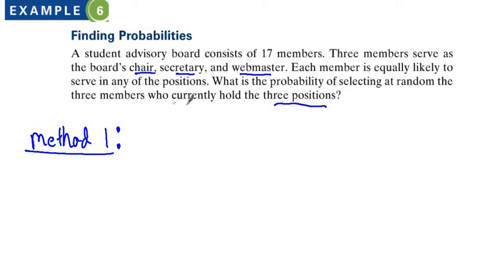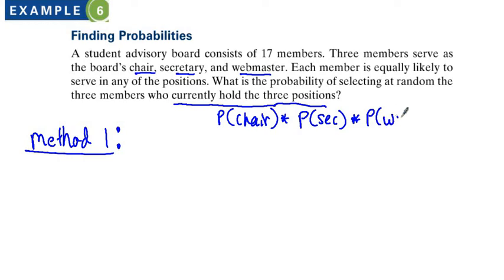So basically, when it says who currently hold the 3 positions, that means we want to pick the chair, and we want to pick the webmaster, and you might recognize the word "and" means times. So we want to pick chair and secretary and webmaster. WM means webmaster. What's the chance of randomly picking out of 17 people the one person who happens to currently be chair? Well, there's a 1 in 17 chance of that happening.